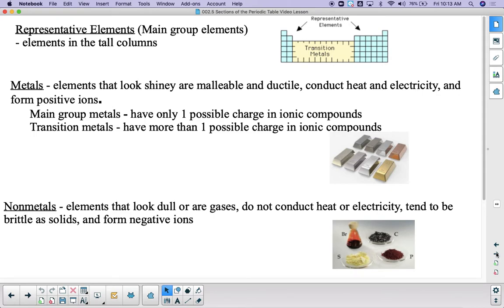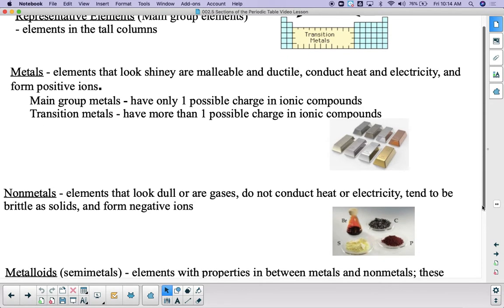Metals are elements that look shiny, and they're malleable, meaning you can hammer them into a sheet. Ductile, you can draw them into a wire. They conduct heat and electricity. These elements tend to form positive ions. I've got a picture of some metals here, and you can see they have exactly the properties you would expect them to have.